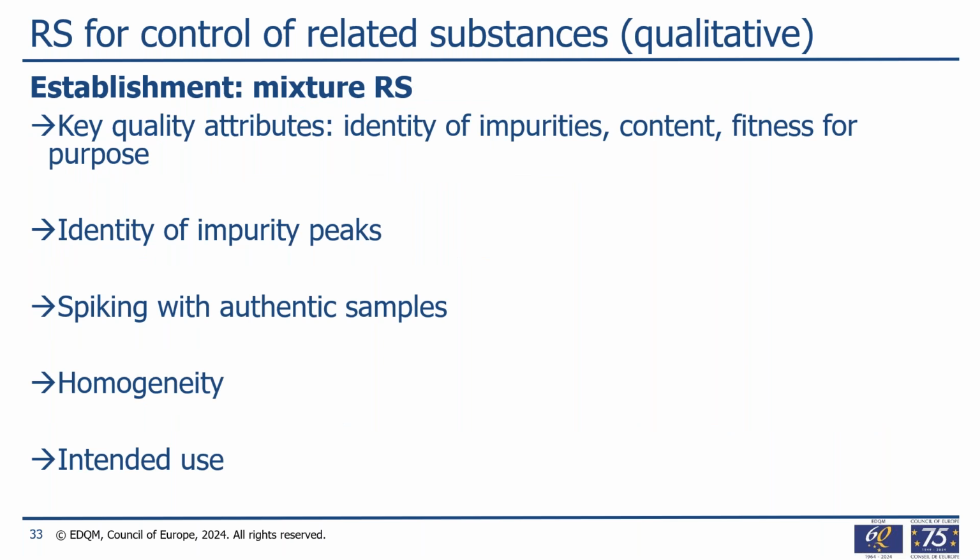For the mixture reference standards, the key quality attributes are the identity of the impurities, obviously, their content, and also the fitness for purpose. And by that, I mean, even if we have a material in which all the peaks are there, or all the necessary impurities are present, but we also have a lot of other peaks appearing in the chromatogram, which might hamper the identification, then this could be a problem as well.